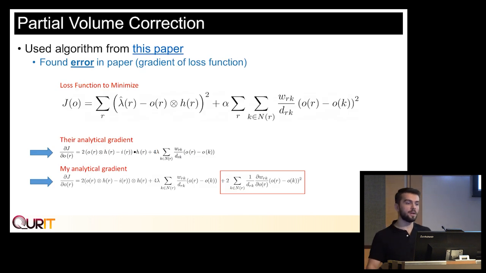I found an error in the paper, actually, when I was going through it. You have to minimize a loss function. I don't want to go into the math here, but you need the analytical gradient for the way that you minimize it. So you take the derivative of this with respect to O, where O is a pixel of the image. They forgot to use the chain rule here, so I found another term, and then it actually worked even better after using this. Again, I don't want to go into this too much.